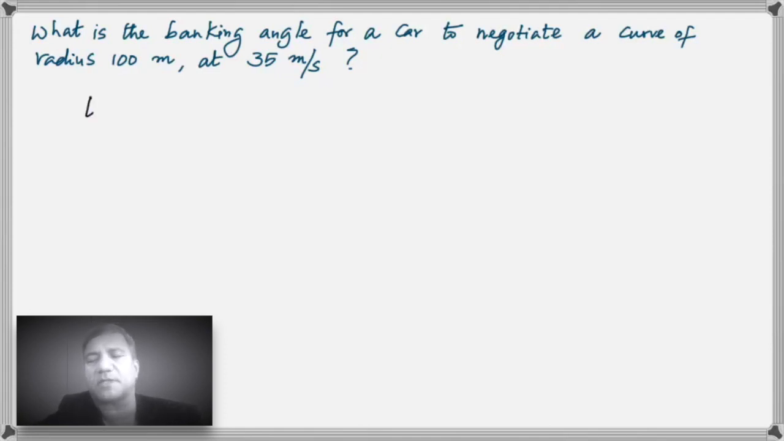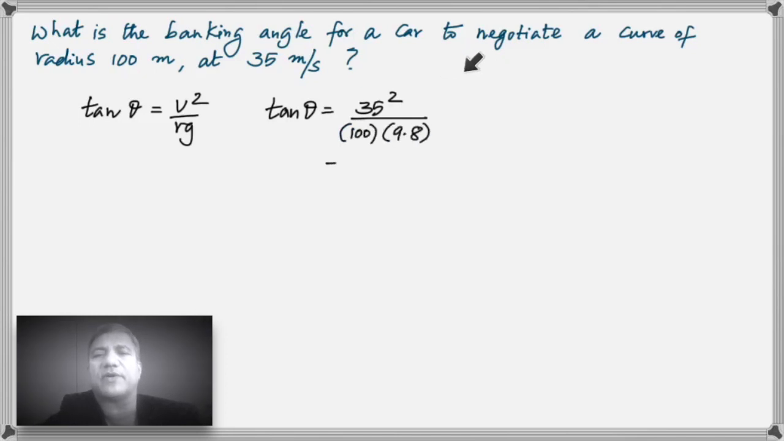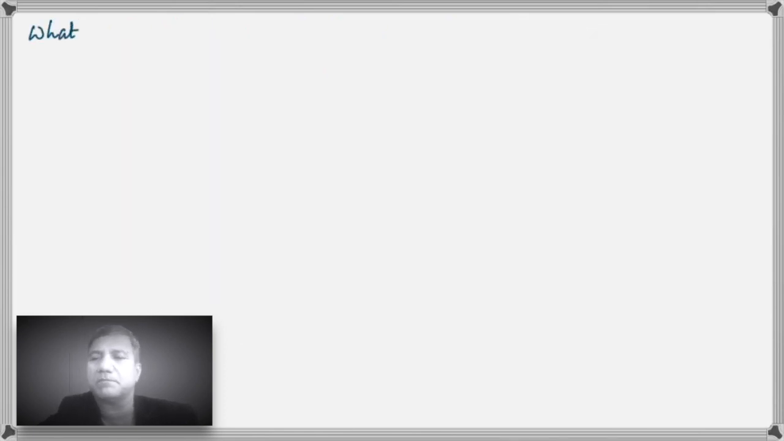It's a direct substitution into the formula. The angle of banking is given as tan theta is equal to v squared by rg. And just substitute. Velocity is 35 squared by radius is 100 times 9.8. Get 1.25, and that gives the angle as 51.34 degrees. That's a big angle of banking. So that's how you do problems on banking angle. Brings us to the last one.